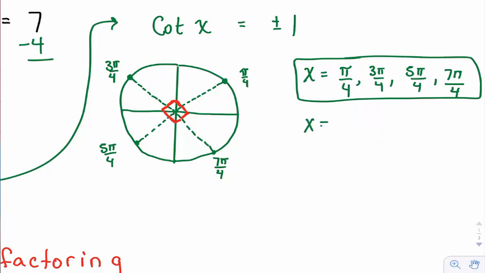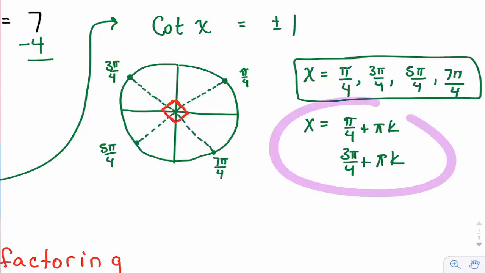So again, the longer way is this. You can go pi over 4 plus pi k, and then you can also go 3 pi over 4 plus pi k, because the pi over 4 is going to take care of these, because every time you go 180 degrees it's going to overlap with one of those two angles, and the 3 pi over 4 plus pi k would be that second set. So you may see the answer written like this.